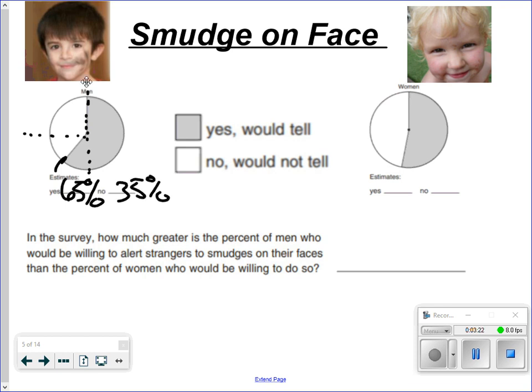Let's move over on to the women. Well, that looks like it's a little bit past the 50. So I would say I'd make that maybe 52% would say yes, which leaves 48% would say no. Well, it looks like in this situation, the men are a little more honest about a smudge being on the face.